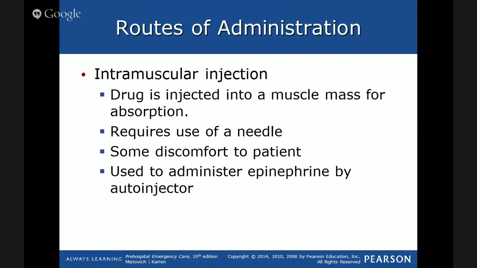This does require the use of a needle. The auto-injector has the needle inside it. It's spring-loaded, shoots into the body and delivers the medicine. Some discomfort to the patient, obviously. Anytime we place a needle in somebody's muscle mass, it's going to be a little bit uncomfortable for them. And we use it to administer epinephrine via the auto-injector. So the only way you're able to do this type of injection is with an auto-injector.